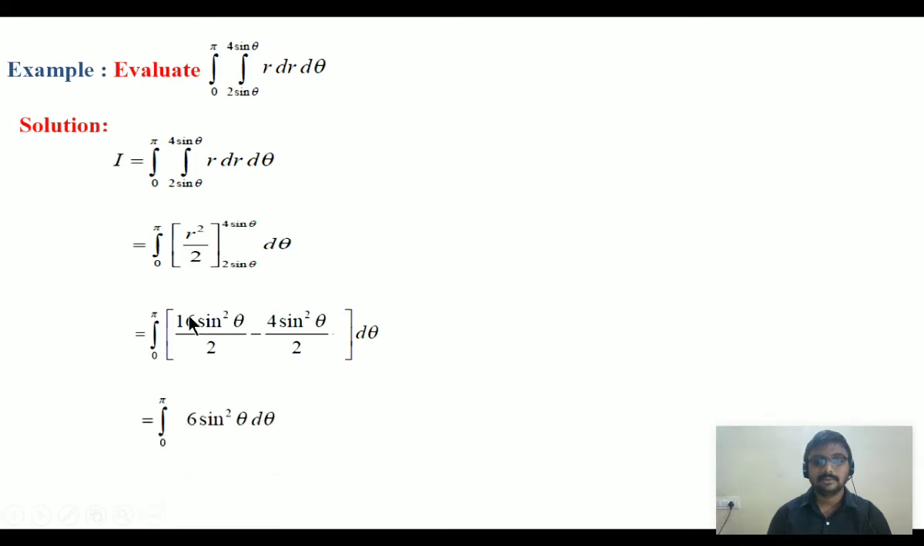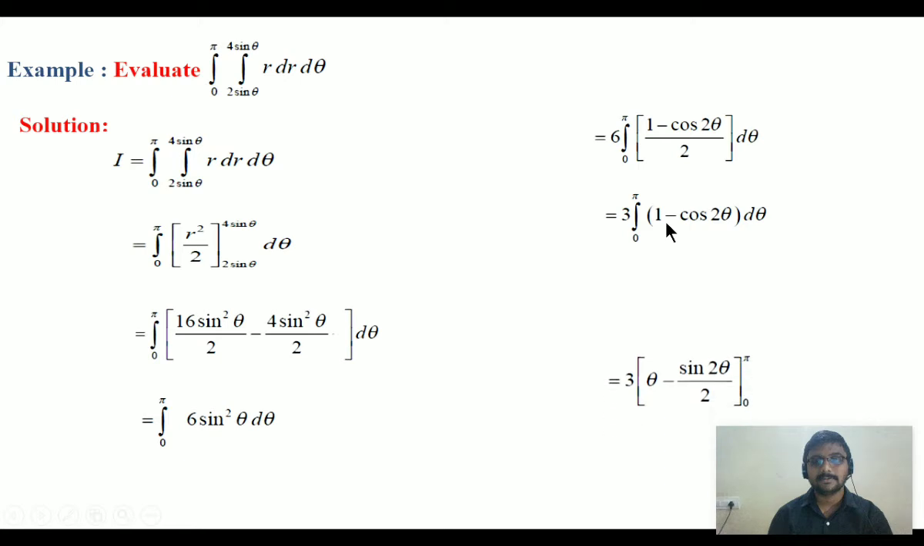Simplifying, 16 sine square theta minus 4 sine square theta, 12 sine square theta by 2 is 6 sine square theta. Taking out 6 as a constant, sine square theta can be written as 1 minus cos 2 theta by 2. Taking out half, 6 by 2 is 3. Applying integration, clearly the double integration is reduced to a single integration.